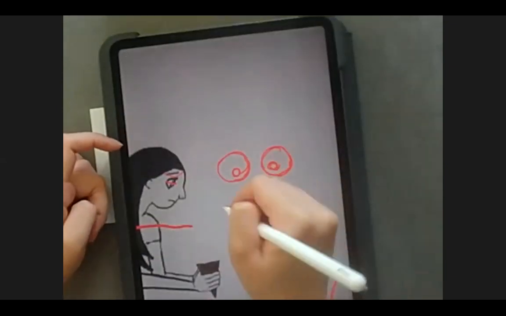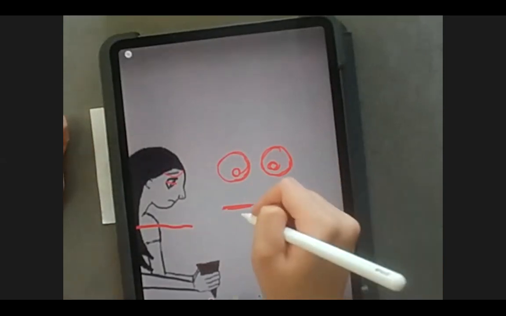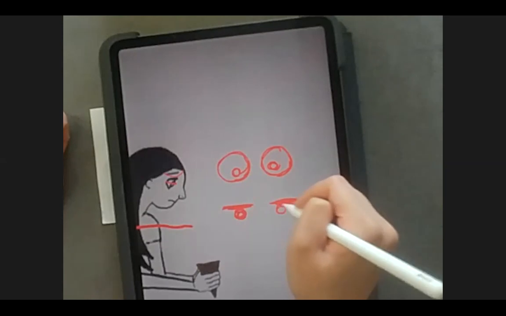But if you were to express sadness, and especially sadness at looking at something that is down on the ground, you kind of want your eyes to be pointing down.